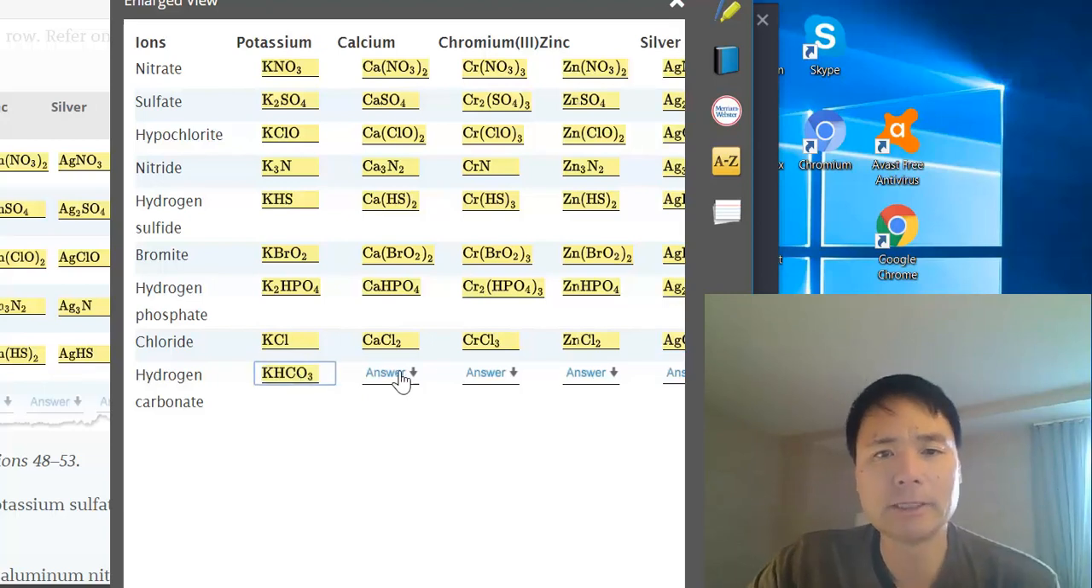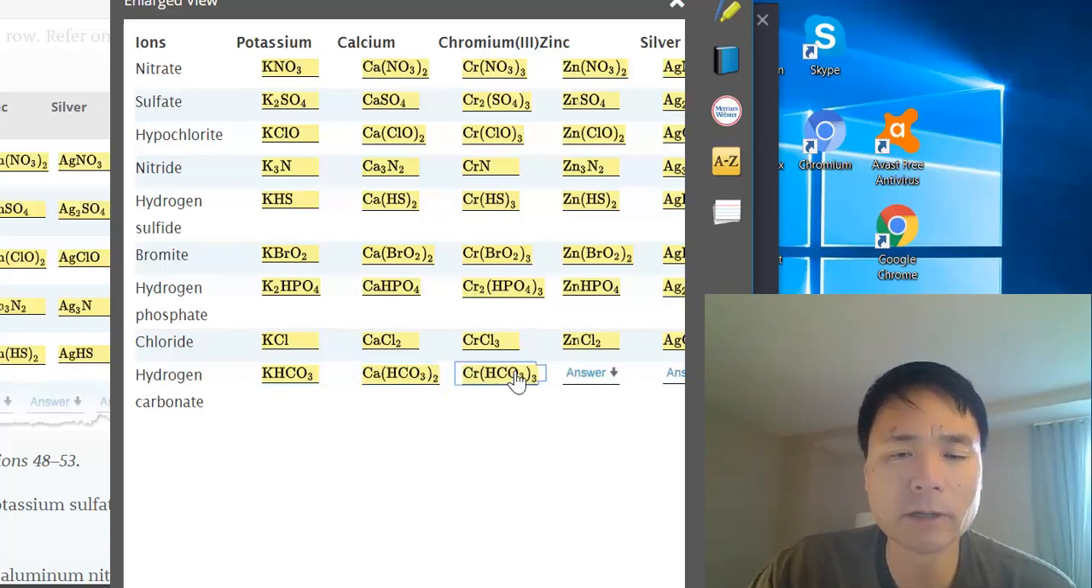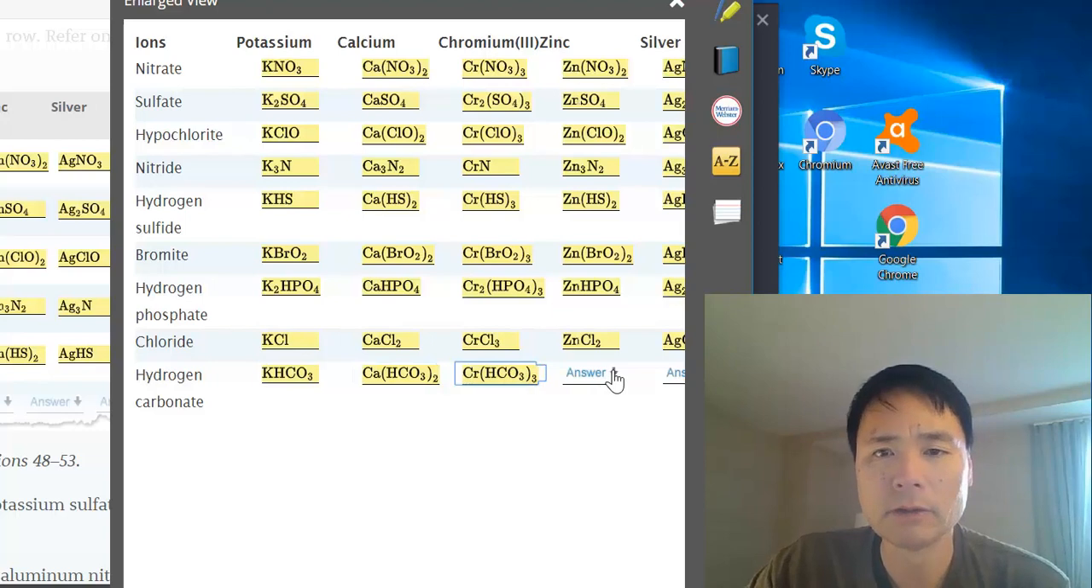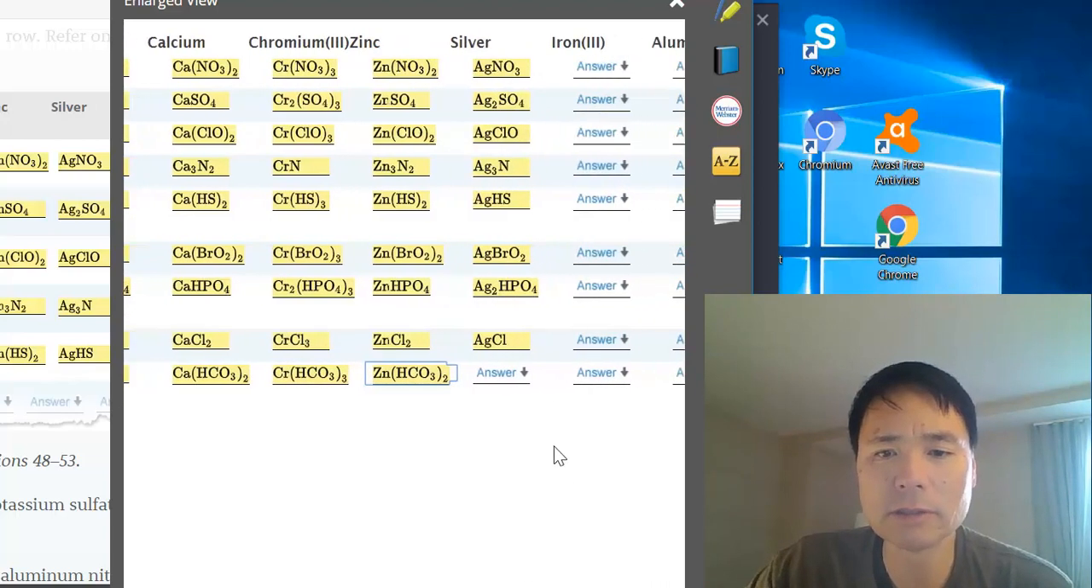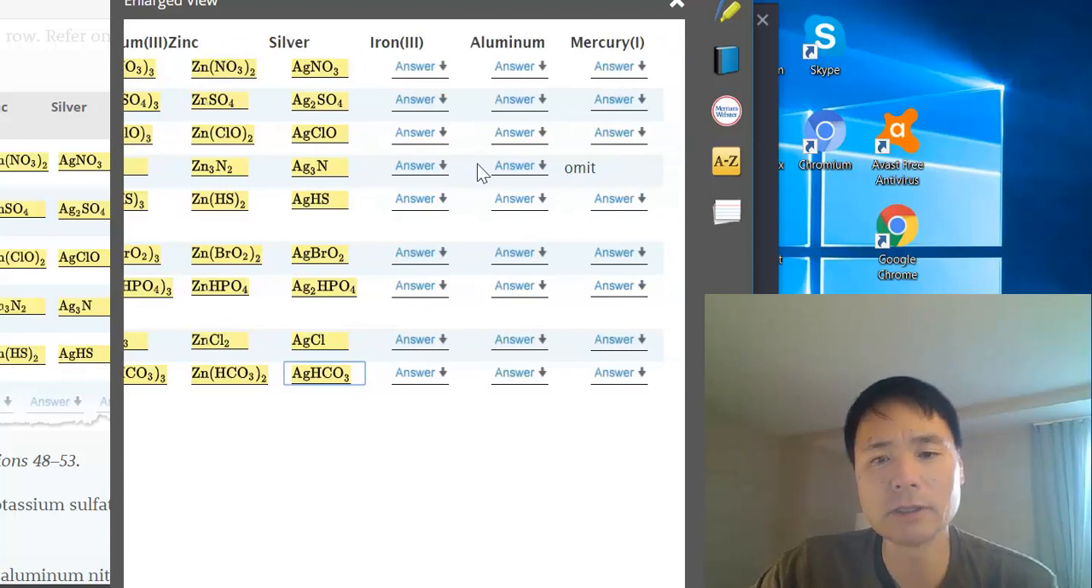KHCO3. Calcium is 2+, so we need 2 bicarbonates. Chromium is 3+, so only 3 bicarbonates. Zinc is a 2+, 2 bicarbonates should do it. And then silver is a plus, so 1 bicarbonate should do it here. Okay, and I didn't get to these, I didn't scroll over. So iron's a 3, we'll need 3 nitrates.